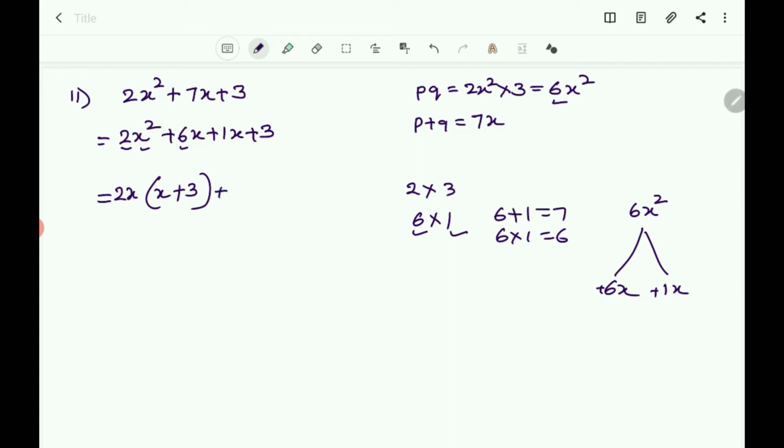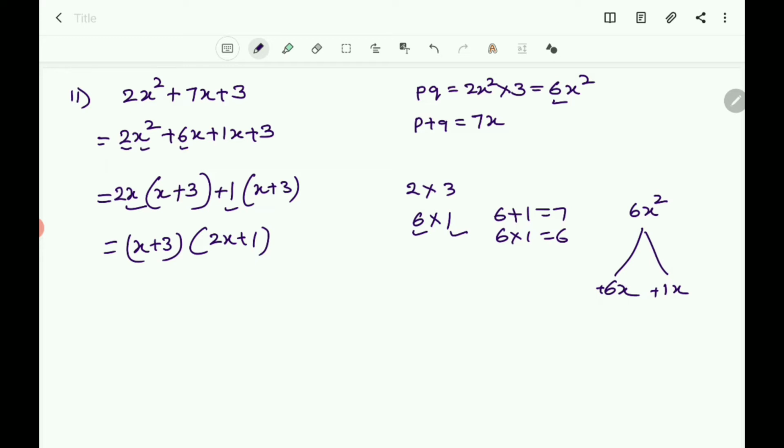Next here, again 1x plus 3 is there. You can remove only 1 as a common. In the bracket, you will get x plus 3. Here, this factor and this factor must be the same. Then only it is correct here. So, you got the same. So, you can remove x plus 3 as a common, one factor. And the other factor is 2x plus 1.